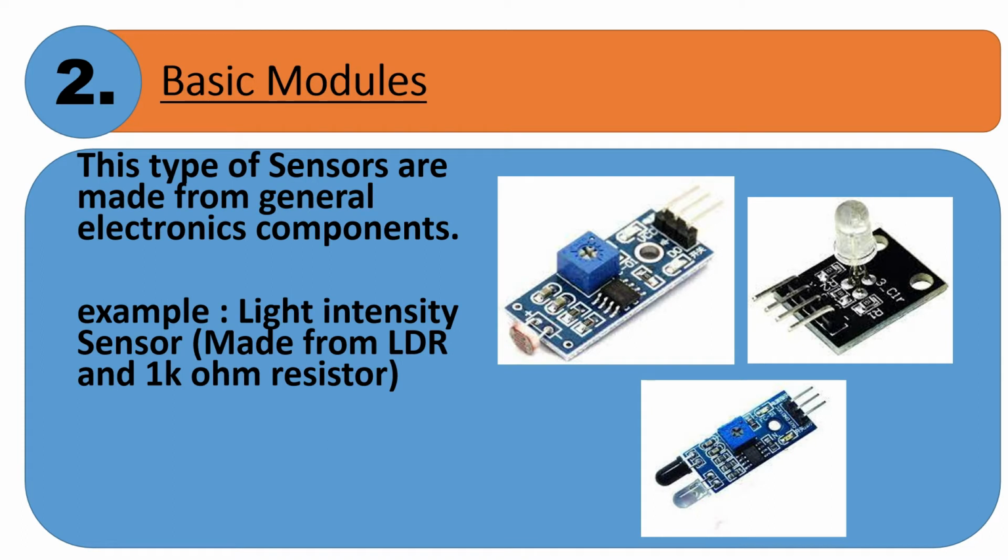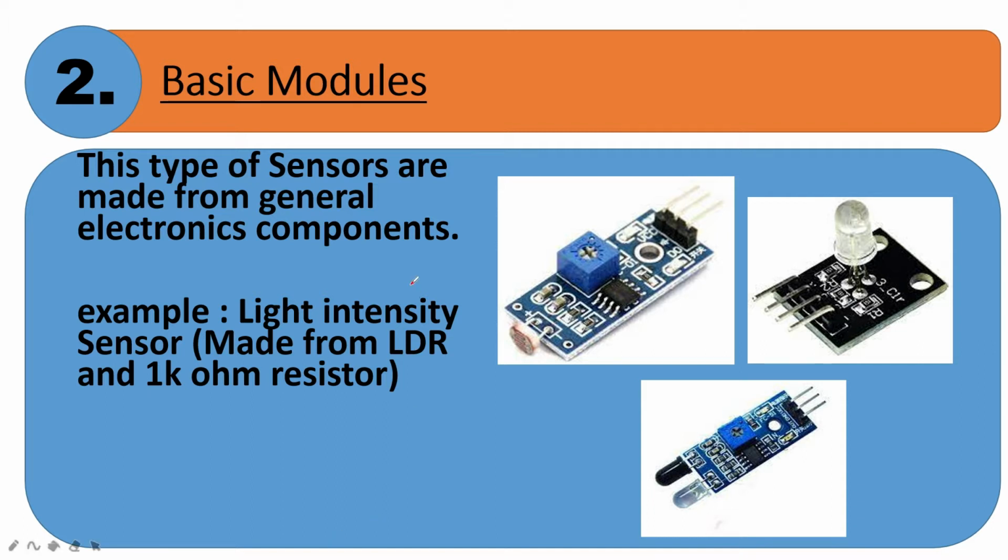So first one is basic modules. Now these basic modules are made from simple electronics, and this type of sensors can be used with simple programming. Means if you have the knowledge of digital input output programming and analog input output programming, then you will not face any difficulty using these types of sensors. For example, light intensity sensor, RGB LED module and IR sensor module.